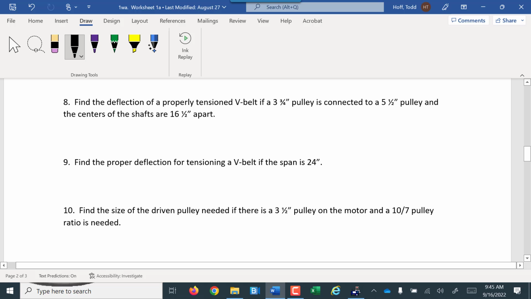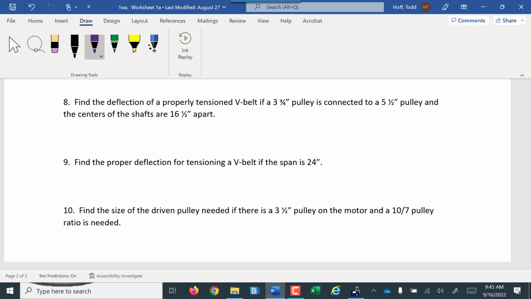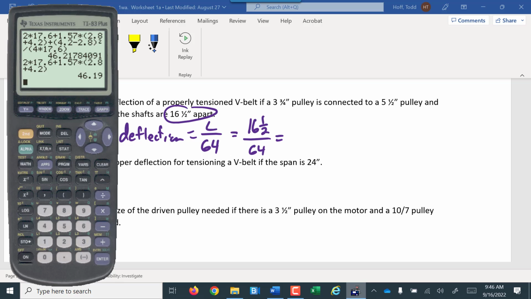Okay, so we're going to properly tension a belt. If we have the 3 3/4 inch pulley and a 5.5 inch pulley, the centers are 16.5 inches apart. How do we figure out our proper deflection? It's L over 64. What is L? The centers. You got it. So 16.5 over 64, which is going to give us 0.258 basically.